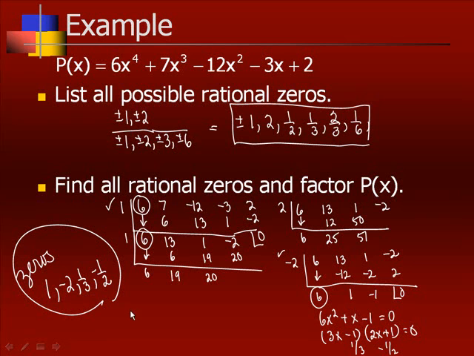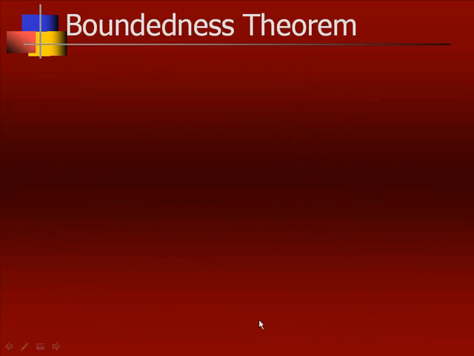Factoring, well, if 1 is a 0, x minus 1 is a factor. If -2 is a 0, x plus 2 is a factor. X minus 1/3 and x plus 1/2. And knowing that x times x times x times x would be x to the 4th, and we needed a 6x to the 4th, then we would put a 6 out front, and this would be our answer.